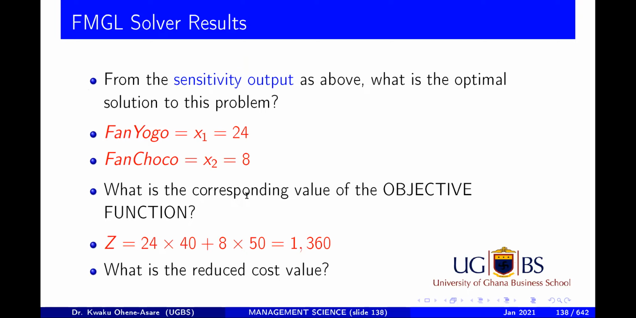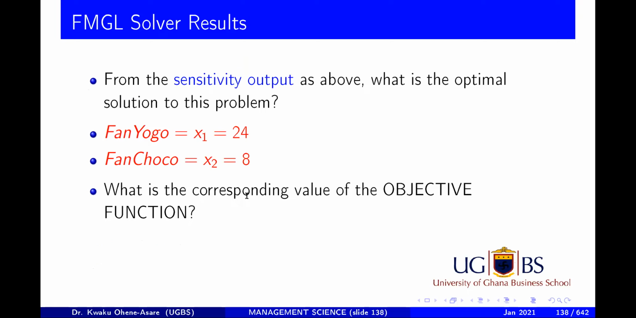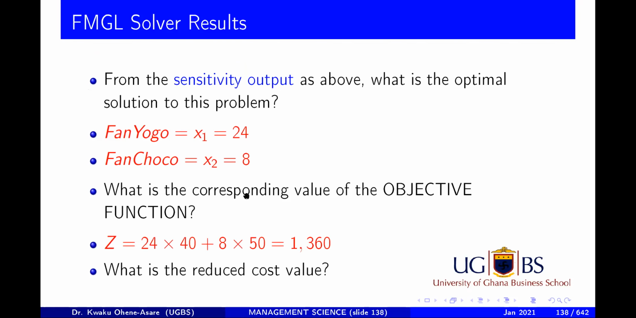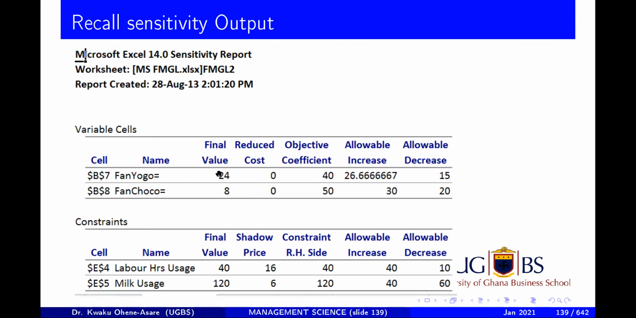Next question. What is a reduced cost? Now, let's go to the Excel and then look at it. Do you realize that each final value has a reduced cost value, the same way each final value has an objective coefficient? So what is that reduced cost value? Well, in this case, the reduced cost values are 0 and 0. But what is a reduced cost? Ladies and gentlemen, you have to understand what it is first before you can appreciate it.